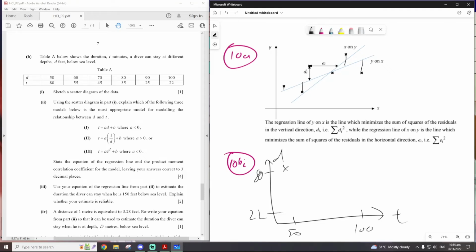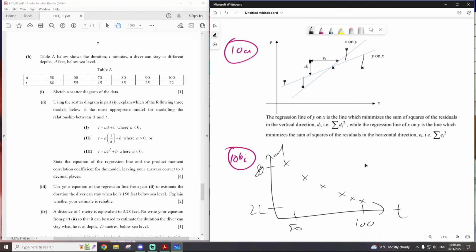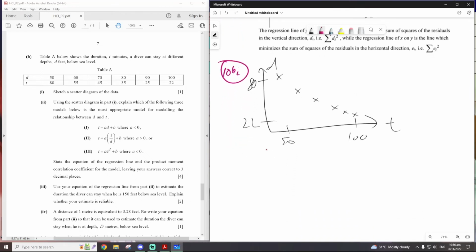So you do this. 55 will be somewhere here. 45 is somewhere here. 35 is somewhere here. 25 is somewhere here. And 22 is here. Okay, so it's kind of a curvy linear trend. Of course, if you have the GC, you can get the more accurate one.